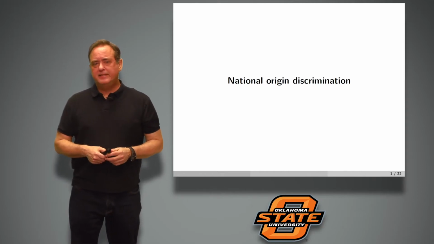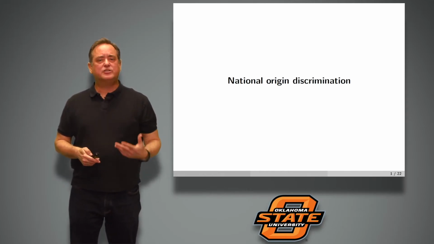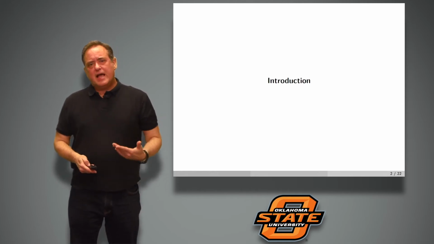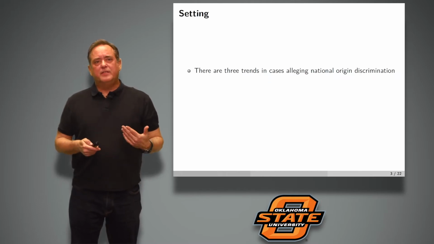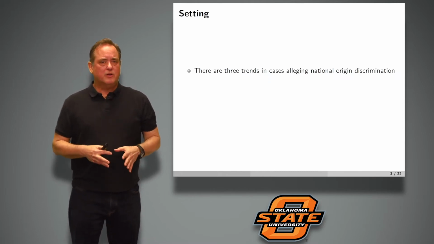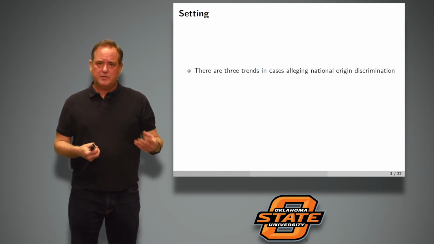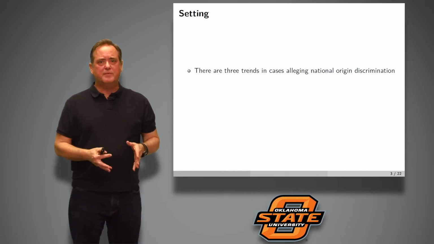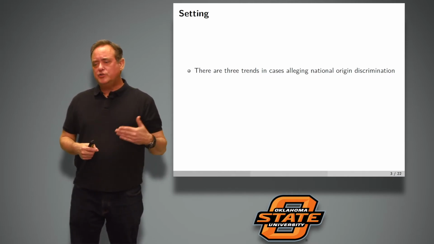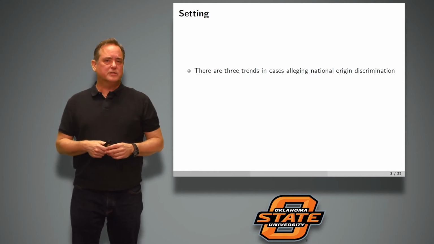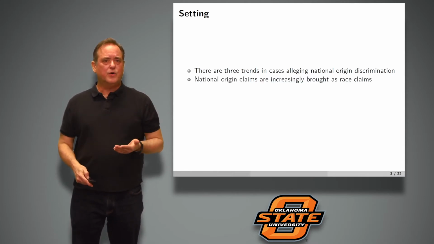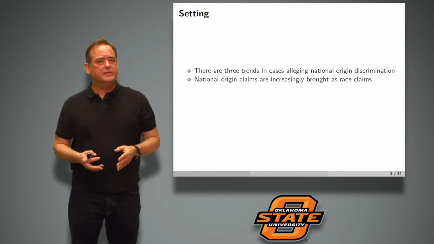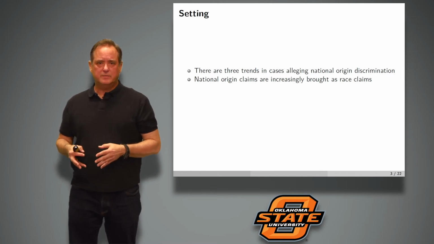Welcome back. In this case, we take up the story of national origin discrimination. Discrimination based on national origin. Now, we're not going to spend a lot of time focusing on the basics of discrimination law because we've already touched on that when we talked about race and color and sex discrimination, things like the prima facie case. But there are three trends in regard to national origin discrimination that I want to focus on in this case. And the first is that national origin claims are increasingly brought as race claims.